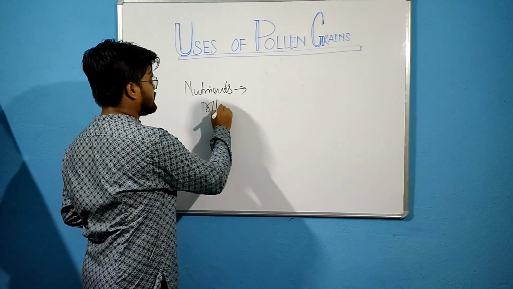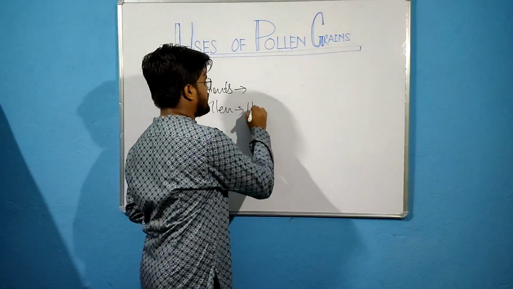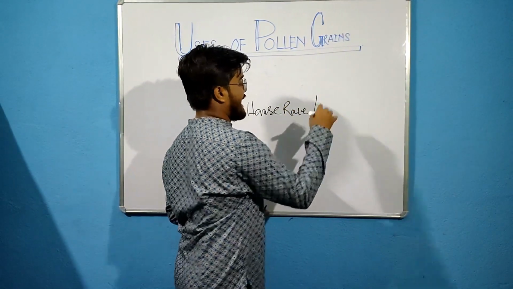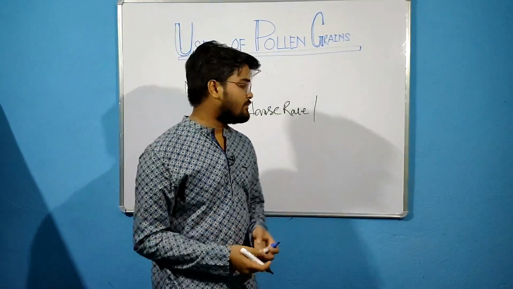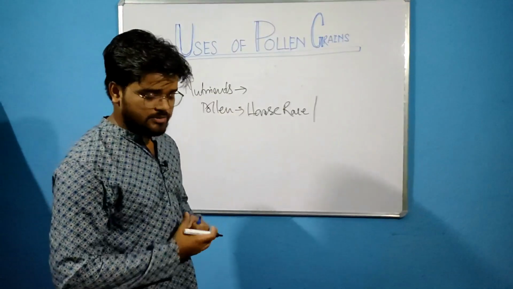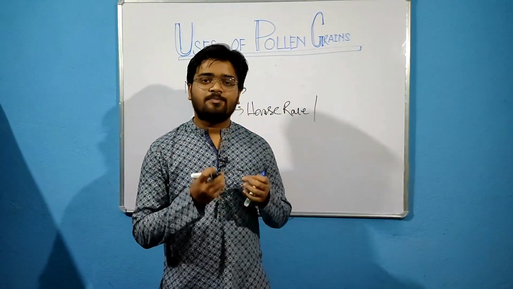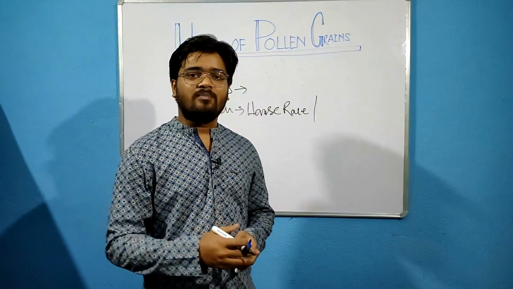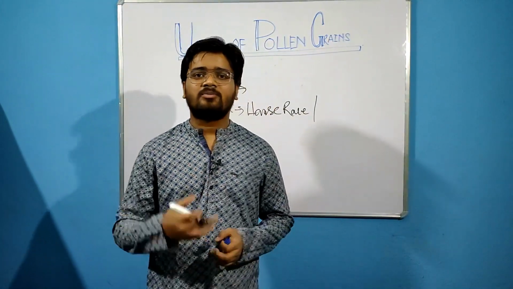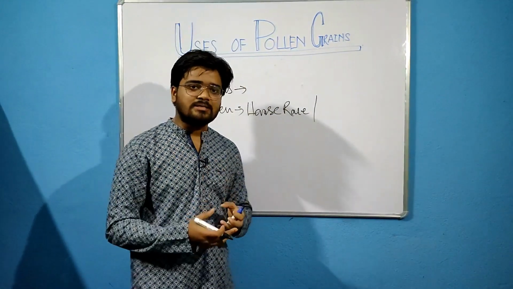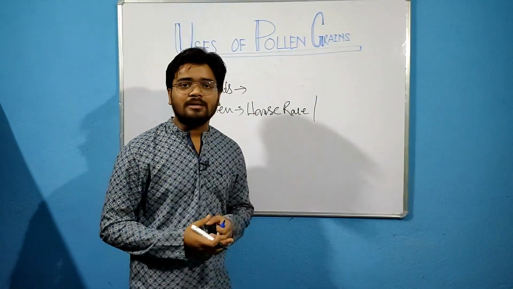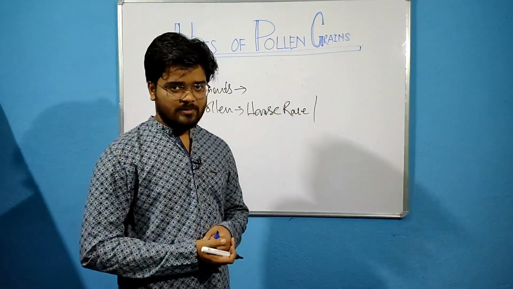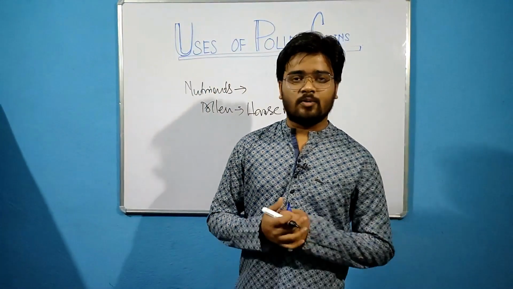So why are we using pollen grain? In the horse race, and as well as for athletes who are doing athletics, these pollen grains are much more important. Now in European countries, these pollen grains are available in the market in the form of tablets, syrup, cream and powder. So these pollen grains are readily available in the Western countries. Clear?